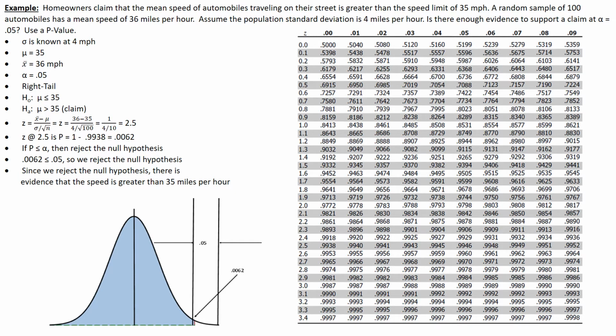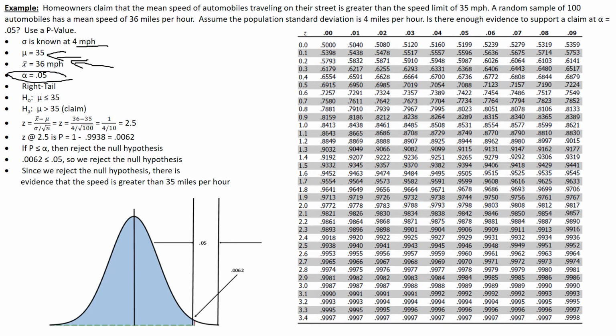So let's look at this. We know our standard deviation is 4 miles per hour. There's our sigma. Our population mean is 35 miles an hour. Our sample mean of those 100 cars is 36 miles an hour. And we want to know the alpha at 0.05.